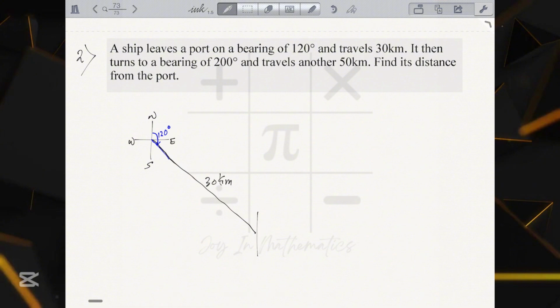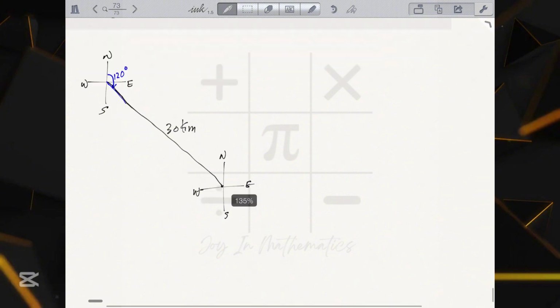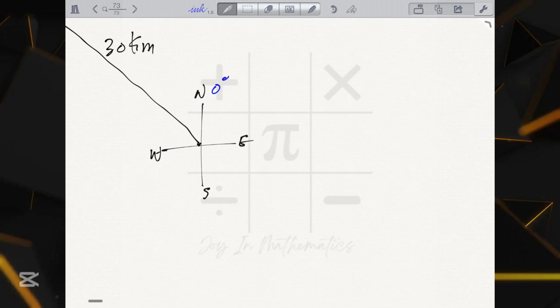So we stop, we draw another cardinal point of north, south, east to west. So once it gets to 30 kilometers, it turns again, it turns to a bearing of 200 degrees. How do we know 200 degrees? Remember, this is 0 degrees, 90 degrees, 180 degrees, and 270 degrees.